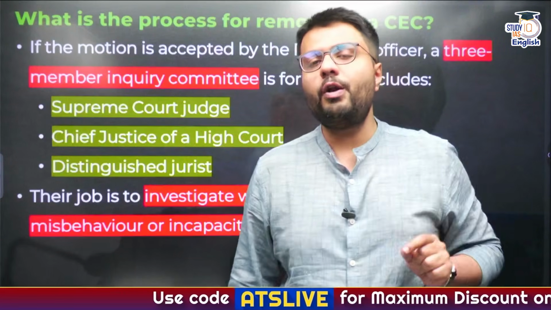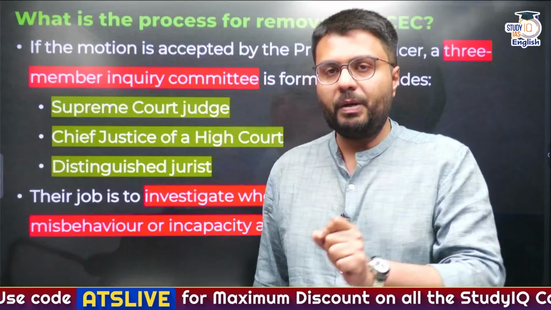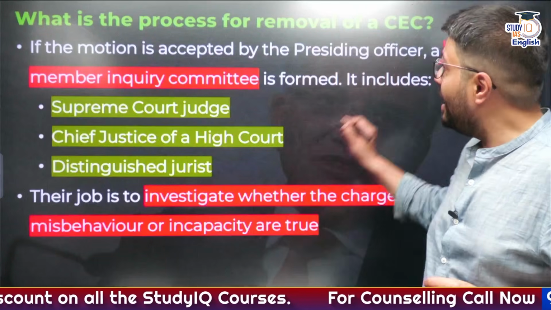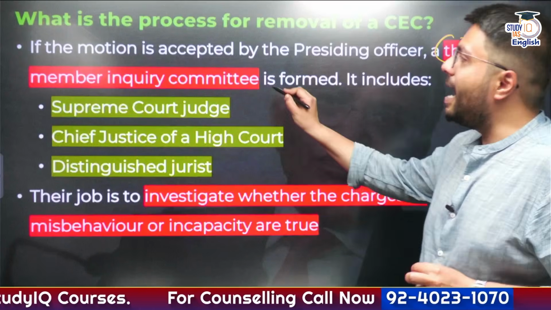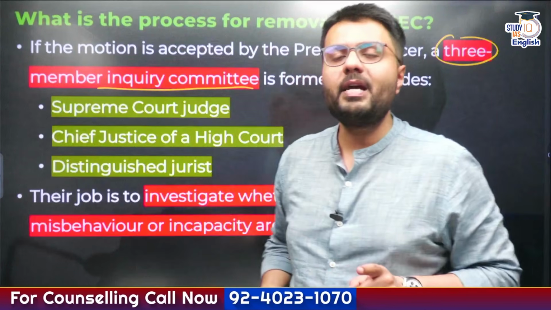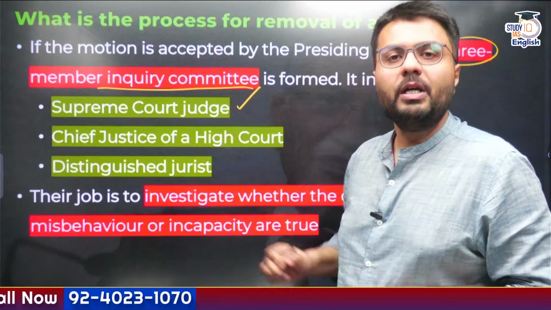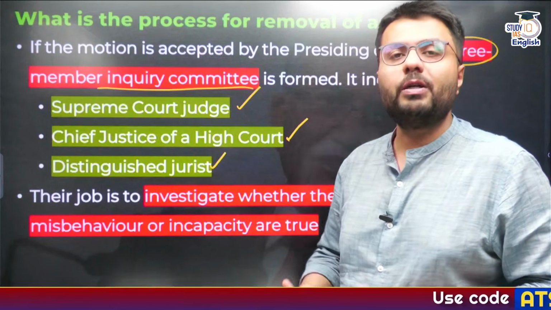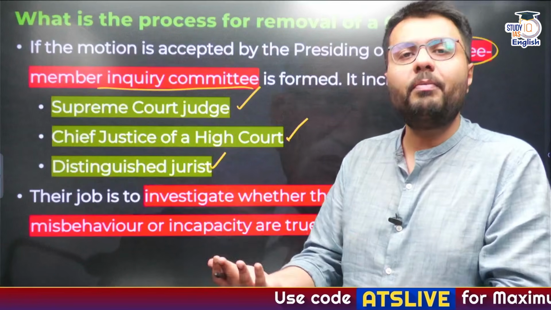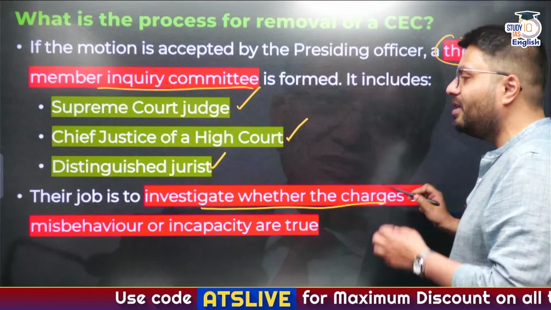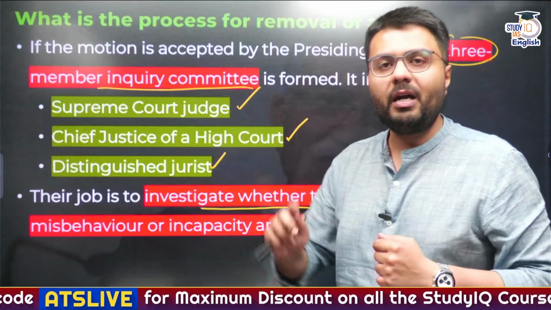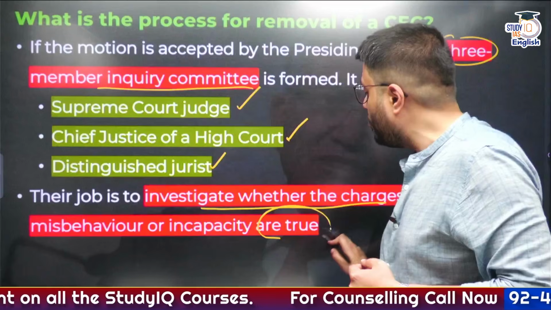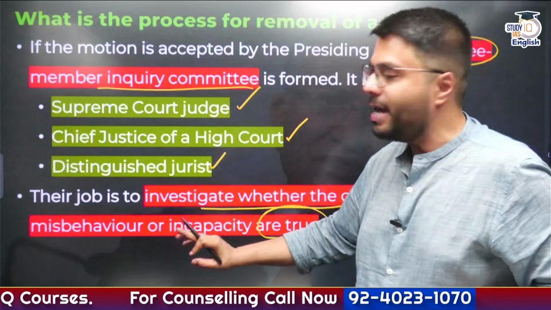Now, if the motion of removal of the Chief Election Commissioner or judges of the Supreme Court is accepted by the presiding officer of the House, then they set up a 3-member inquiry committee. This 3-member inquiry committee consists of a Supreme Court judge, the Chief Justice of a particular High Court in India, and a distinguished jurist. What this committee does is investigate whether the charges or allegations of misbehavior levied on the Chief Election Commissioner or a judge of Supreme Court stand to be true or not. So, this is the part and parcel of this inquiry committee.